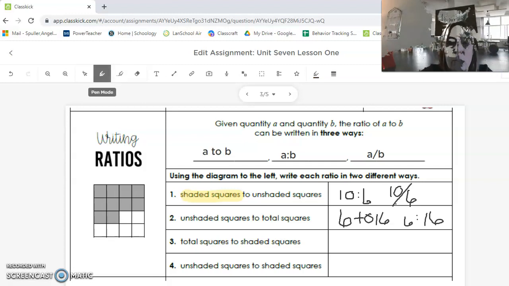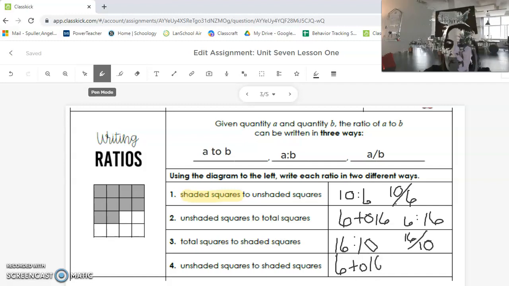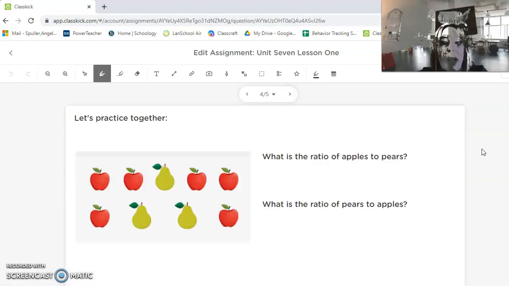All right, total squares. Well, we said total squares was 16 to shaded squares. Well, we said there were 10 shaded squares. Let's write this as a fraction. Unshaded squares is 6 to shaded squares is 10. And I'm going to say 6 over 10. Good job.